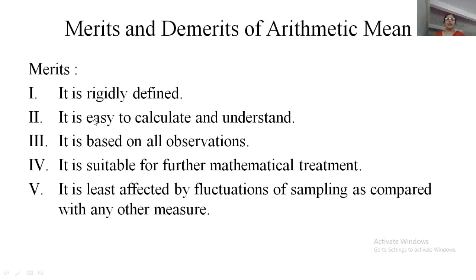Merits of arithmetic mean: it is rigidly defined, that is, defined with the help of a definite mathematical formula. Second, it is very easy to understand for all of us, and it is also easy to compute. Further, one merit of arithmetic mean is that it is based on all observations, except when you compute the trimmed mean, where we have extreme observations.